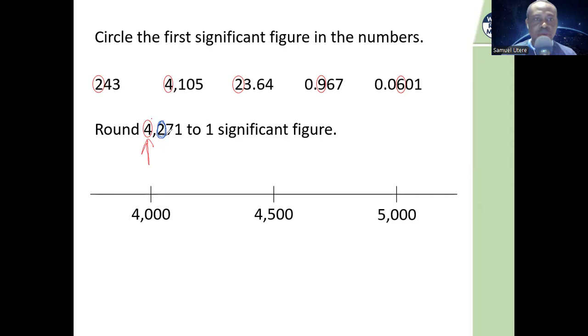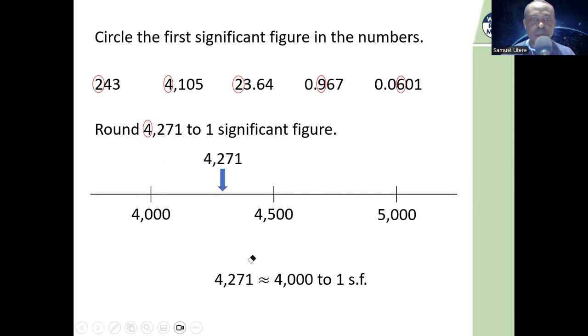But if it were 5 or greater than 5, it means we'll increase this first significant figure digit by 1, while everything else becomes 0 as well. Okay, so we'll just stick to one method. I'll use the quicker method which I've shown you, but you should know that we can use the number line method that is right here.